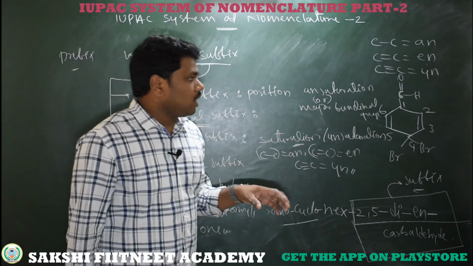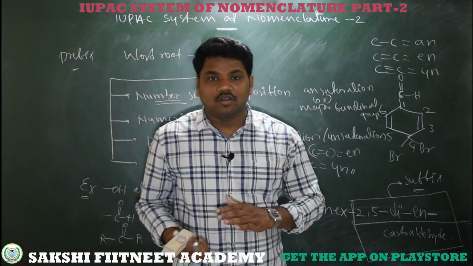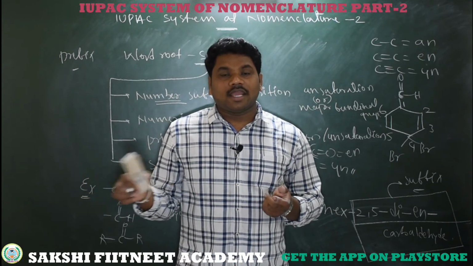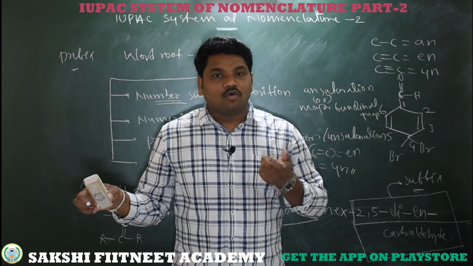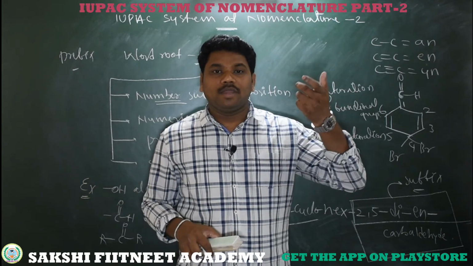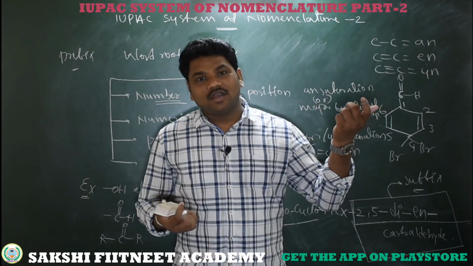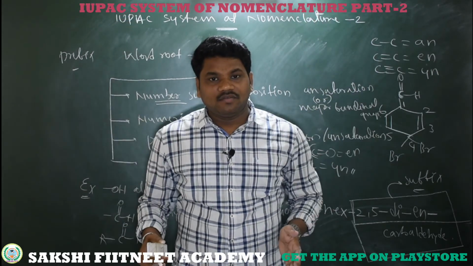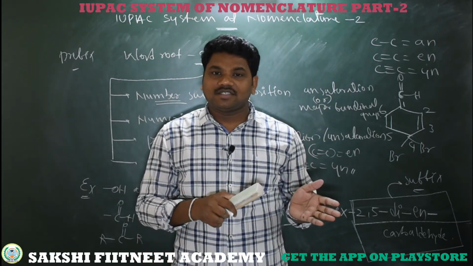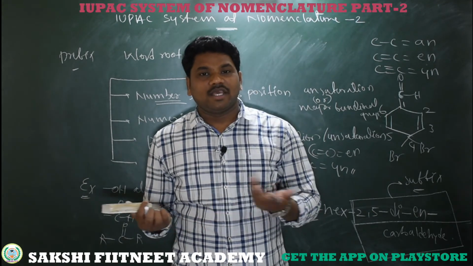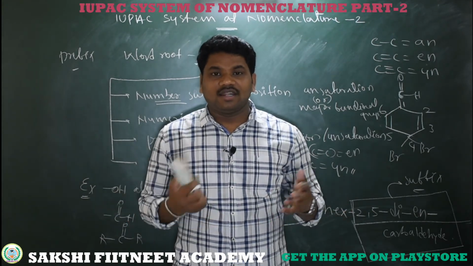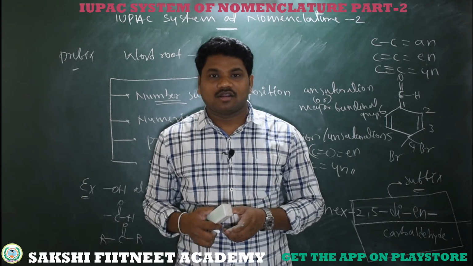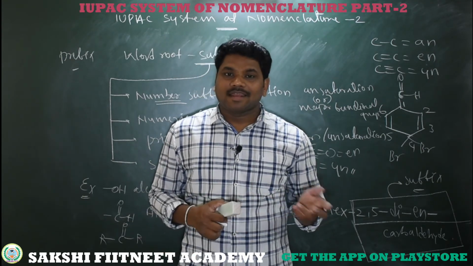So when the molecule has more than one type of functional group, we need to follow the priority order. The highest priority functional group becomes the suffix. The second priority functional group becomes the prefix. So for all the functional groups, we have a prefix name as well as a suffix name. Based on the molecule, we write it as a prefix or as a suffix based on the priority order. That we will discuss in the next video.